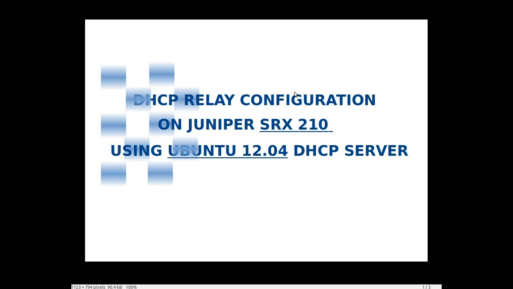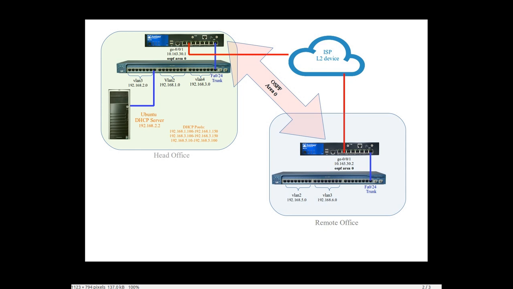Welcome to the Juniper Log Info channel, and today we're going to consider the DHCP Relay Configuration on Juniper SRX 210 using Ubuntu 12.04 DHCP Server. So let's take a look at the picture, and we need to connect head office and remote office together.